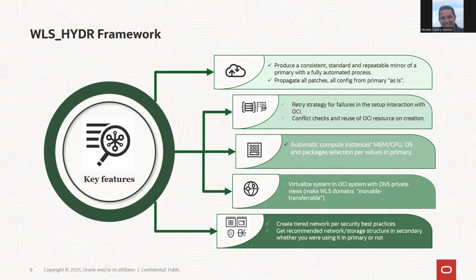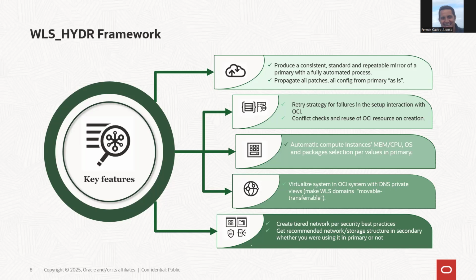Furthermore, the framework is pretty intelligent in determining what you're running in primary. We'll create the secondary system based on an introspection of that primary, and we'll detect things like the memory and CPU that your primary nodes are using, and the OS flavor that your primary is using. Based on that, we'll create the OCI resources during the creation phase of the framework.